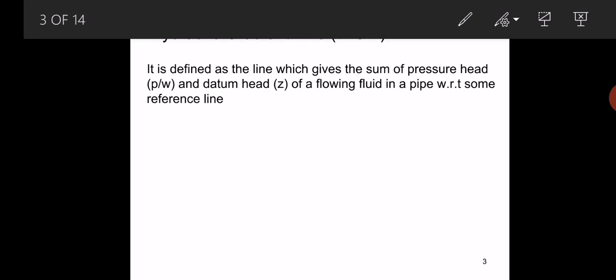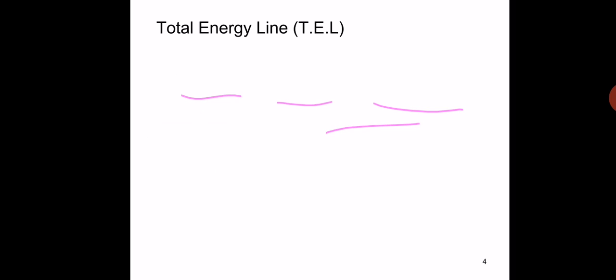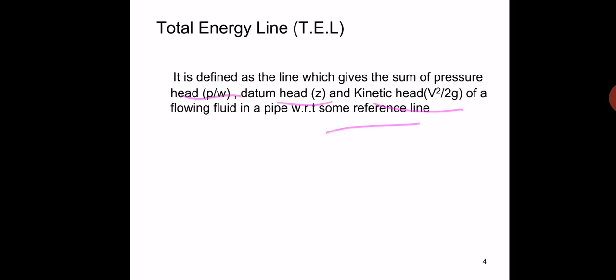So here you can see the hydraulic gradient line. It is defined as the line which gives the sum of the pressure head and datum head of the flowing fluid in a pipe with respect to some reference line. Whereas the total energy line is defined as the line which gives the sum of the pressure head, datum head and kinetic head of the flowing fluid in a pipe with respect to some reference line.